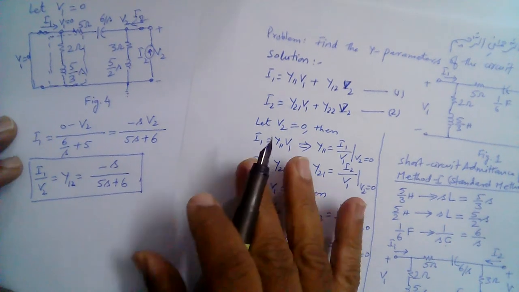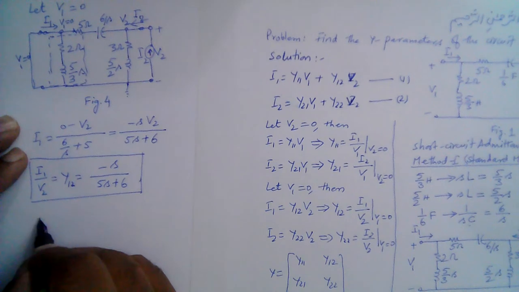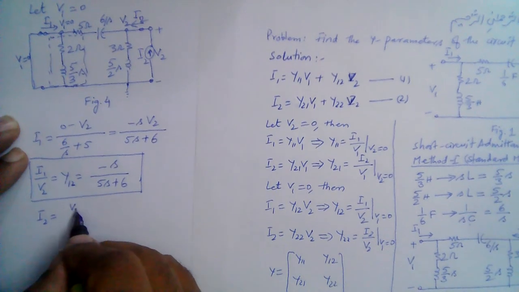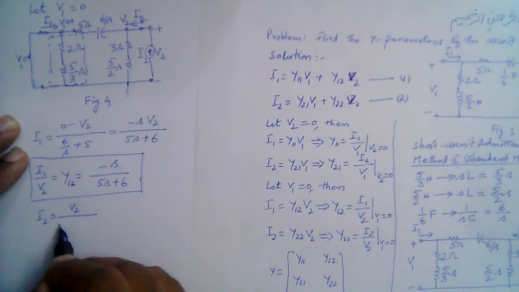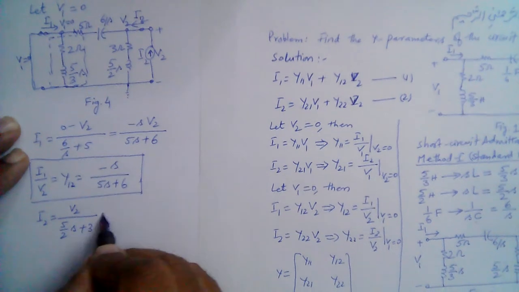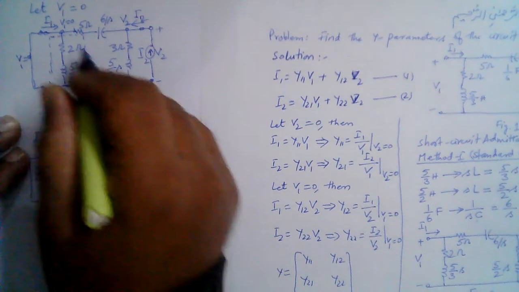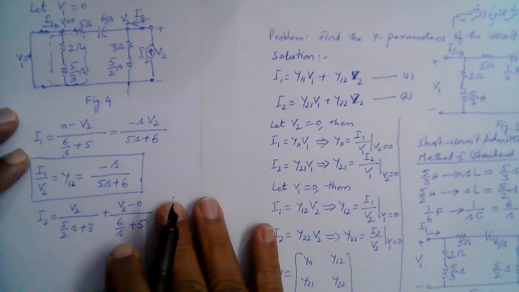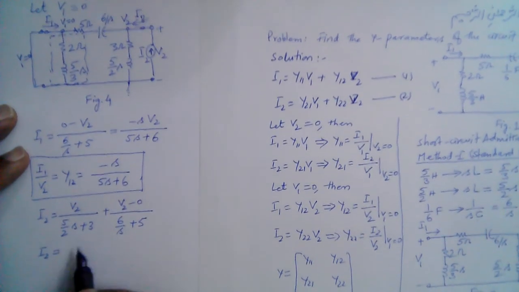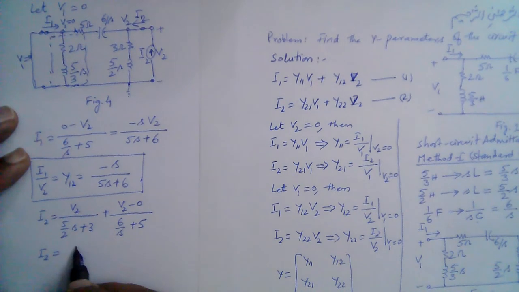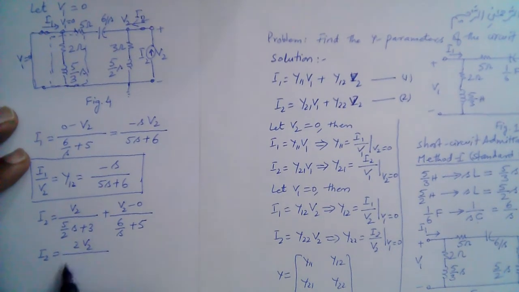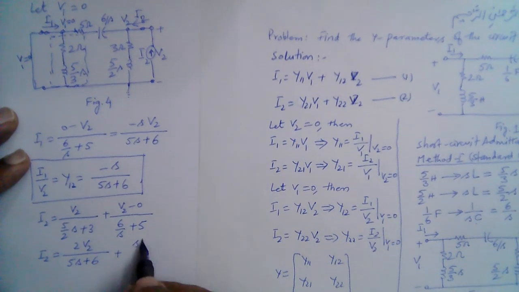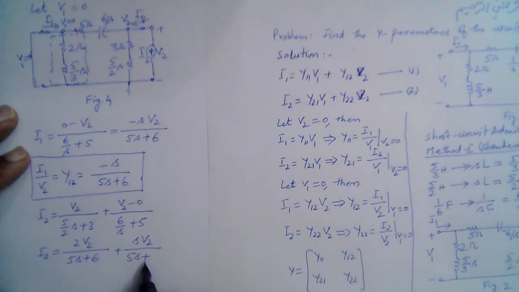right? And we can similarly apply KCL at this node as well. So I2 from here is equal to the current through this branch plus current through this branch, V2 divided by 5 over 2s plus 3 plus V2 minus 0 divided by 6 over s plus 5, right? So I2 is equal to, so we take the LCM as 2, so this becomes 2V2 divided by 5s plus 6, and we take s as LCM, so this is sV2 divided by 5s plus 6, right?